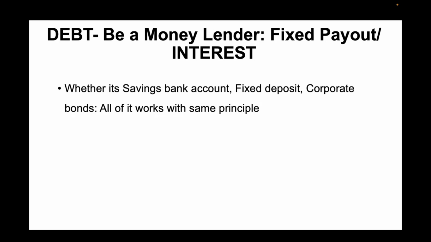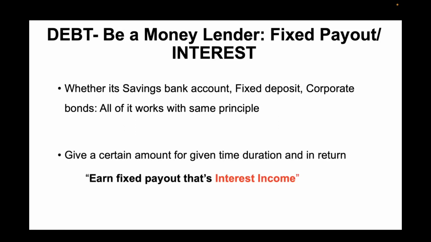When you dedicate that same money for a fixed duration with a longer commitment, that becomes a fixed deposit. Much better rates and much better returns are given. Same thing with corporate bonds. Corporate bonds are the bonds held with the big corporates. You are basically acting like a money lender over there, and if you hold that till the duration, you get the returns back. So you give a certain amount of money for a time duration, and in return, you earn a fixed payout. That's interest income. So the first bhuta is simply: be a money lender.